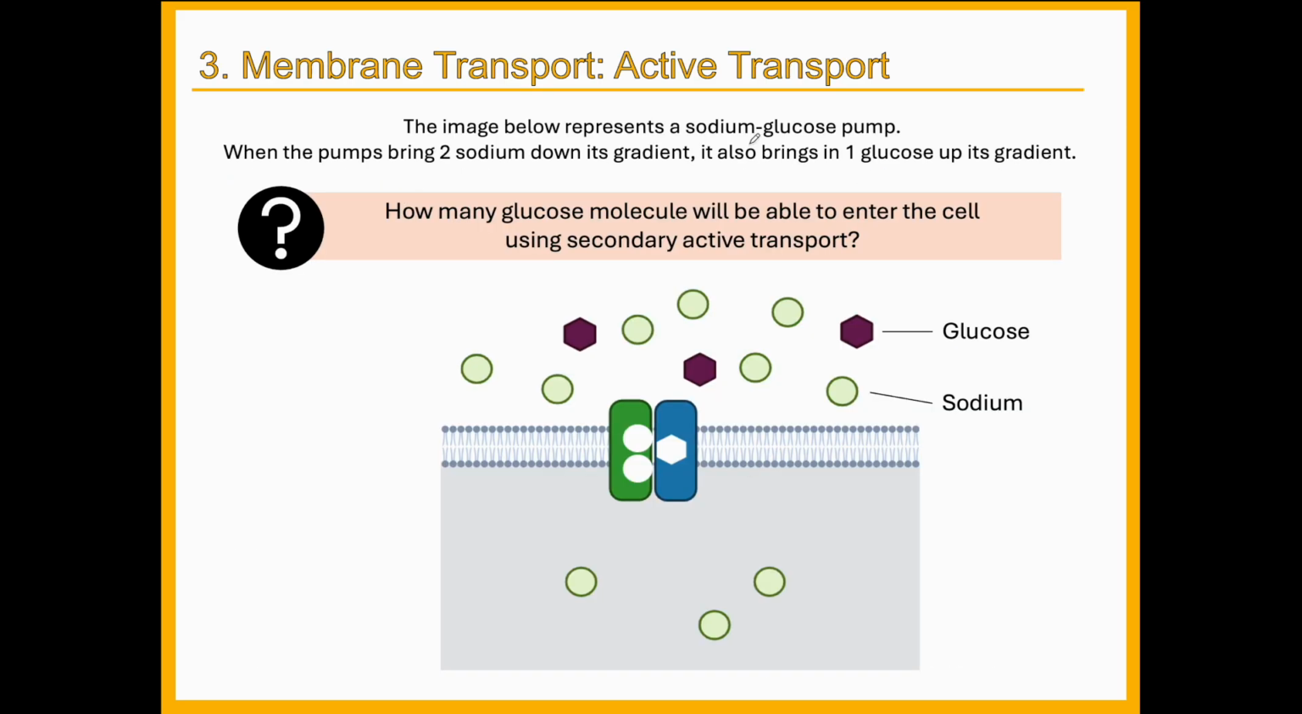So in this case, the image below represents a sodium glucose pump. When the pump brings 2 sodiums down their gradient, it brings 1 glucose up its gradient, right? So how many glucose molecules will be able to enter the cell? This pump brings 2 sodiums down their gradient, and it brings 1 glucose up its gradient. We don't have a primary active transporter here. It carries 2 of them down here, and it'll carry 1 glucose this way.